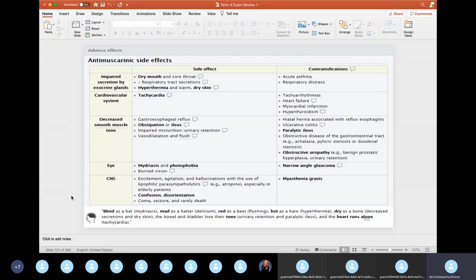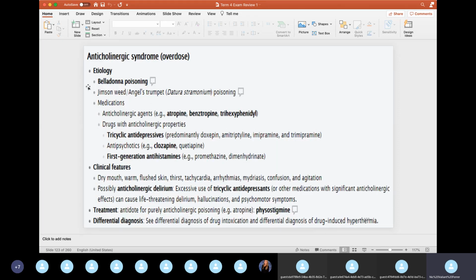There's a lot. What I like is at the bottom here: blind as a bat, mad as a hatter, red as a beet, hot as a hare, dry as a bone, the bowel and bladder lose their tone, and the heart runs alone. You have mydriasis, delirium, flushing, hyperthermia, decreased secretions and dry skin. You have urinary retention and paralytic ileus, and you can have tachycardia. If you overdose on your anticholinergics, for example atropine, benztropine, trihexyphenidyl, or via your antidepressants or antihistamines, you have the signs and symptoms, right?